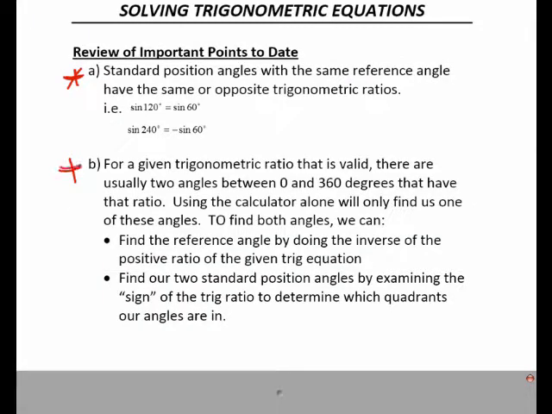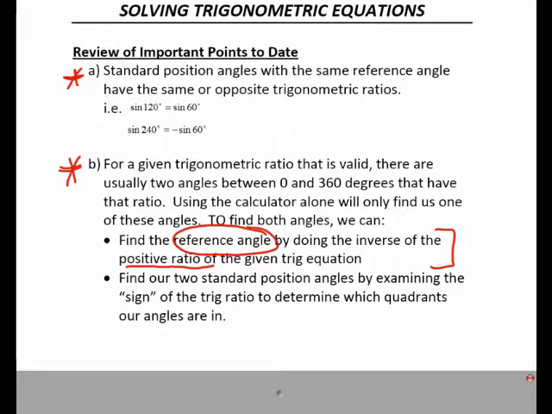And so point number 2 to remember and be cognizant of as we move ahead is that for a given trig ratio, there are usually two angles between 0 and 360 degrees that have that ratio. Using the calculator alone is only going to give us one of those angles. So to find both, we're going to focus in on finding the reference angle, being the angle that's in quadrant 1, that's between 0 and 90 degrees. And the ratio of all angles in quadrant 1 are positive. So if we take the inverse of the positive ratio, we will get the reference angle.